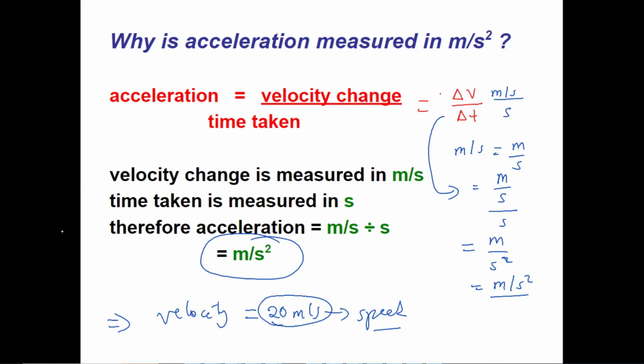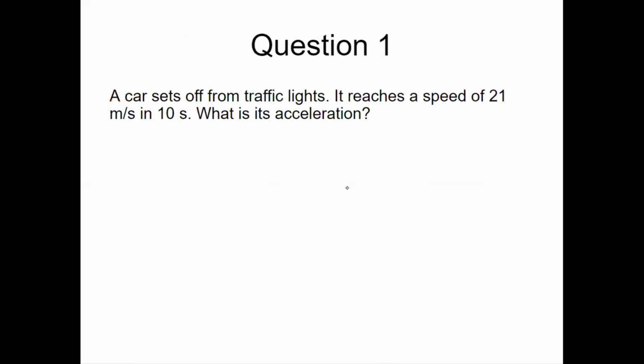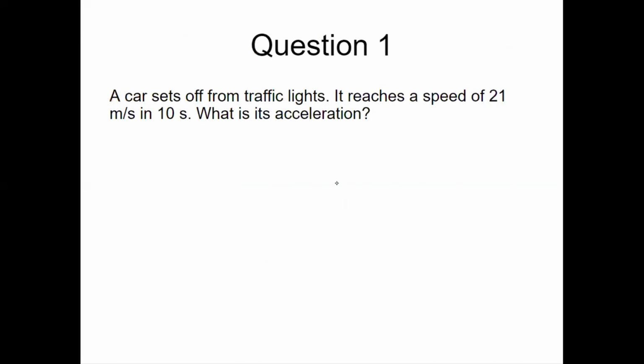All right, so I think it's high time we look at some examples, if there's any calculation to look at. So a car sets off from a traffic light. It reaches a speed of 20 meters per second in 10 seconds. What is the acceleration? The first thing to note is that acceleration A is given by V minus U over T. So change in velocity over time taken.